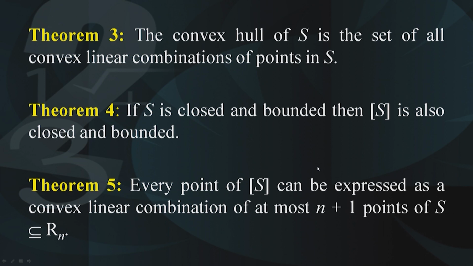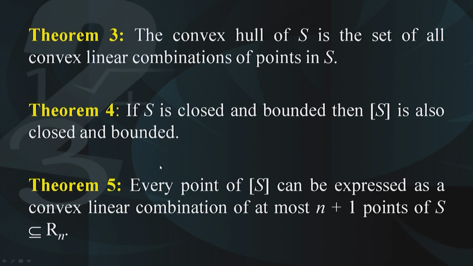Some more theorems. Theorem number 3: the convex hull of a set S is the set of all convex linear combinations of points in the set S. Now, this theorem can be proved intuitively, because that is the way the convex hull is defined. So, I can leave the proof of this theorem as an exercise. Next comes theorem number 4. If S is closed and bounded, then the convex hull is also closed and bounded. Again, this is a very simple result and you can prove it yourself.